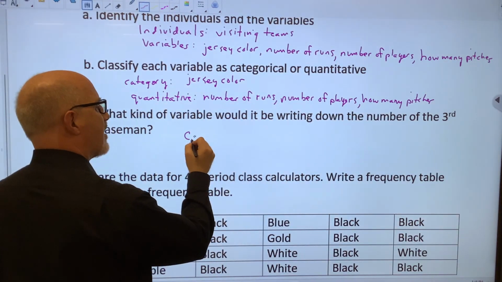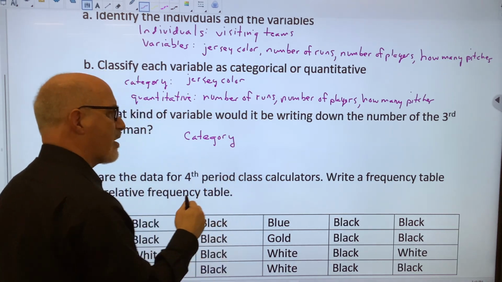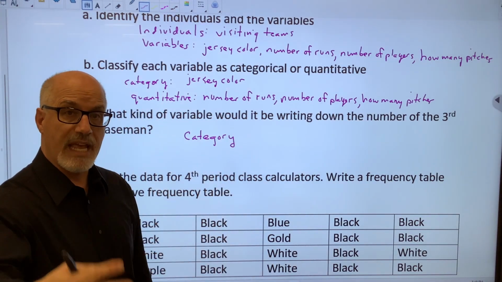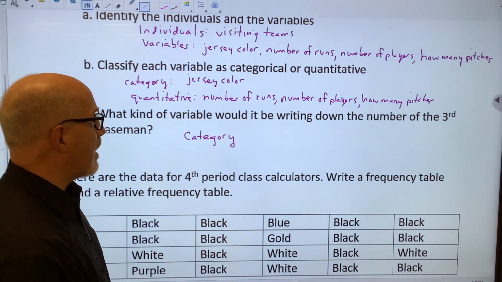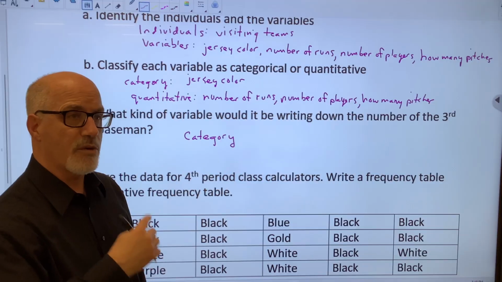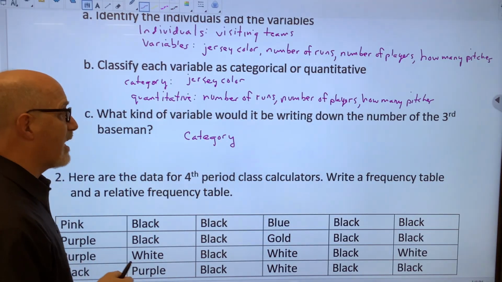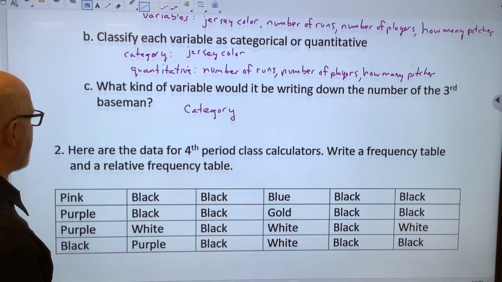This would be a category because it actually is just giving a category of which number they have, identifying them on the field, okay? So be aware of that: if it's not giving a value to it, it's not counting or measuring something, then we've got a category instead. All right, let's do another example here.